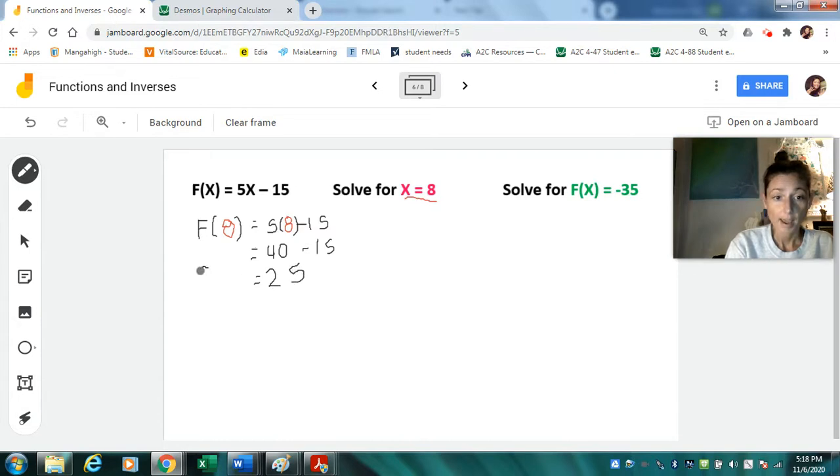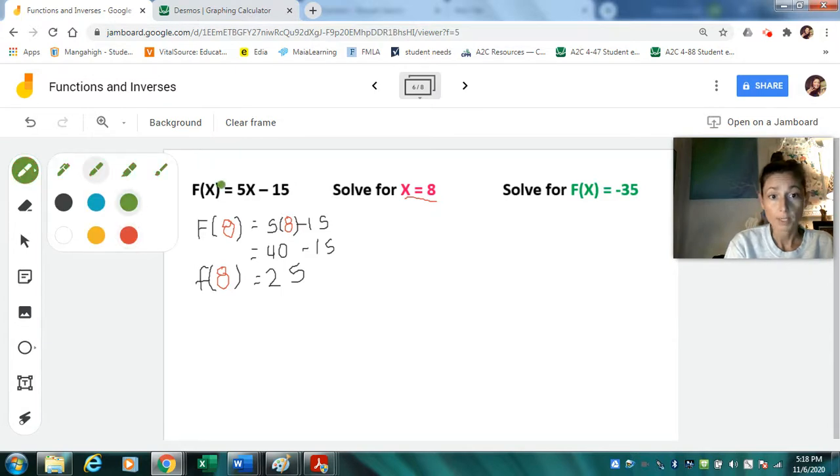So I would say f of positive 8, sorry, is equal to 25. Now we're going to solve when we know what f of x is. So this time, what I'm going to be doing is I'm going to be replacing all of f of x. And then the rest of the equation stays.